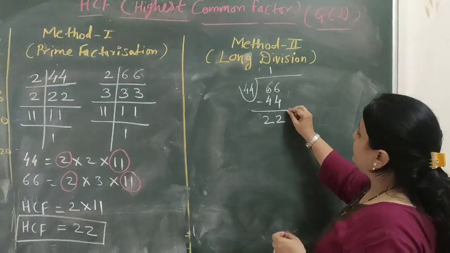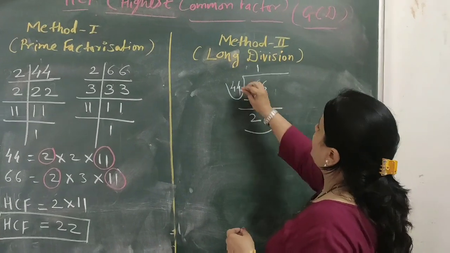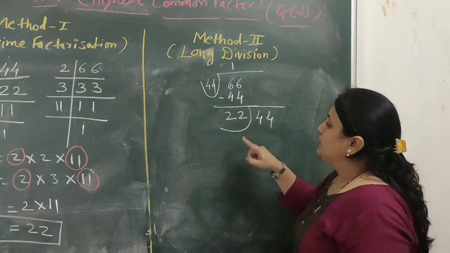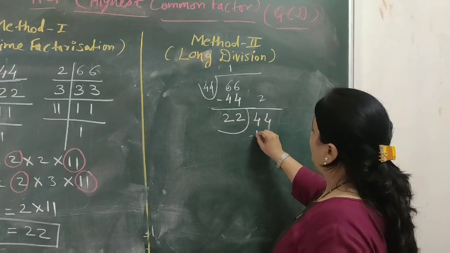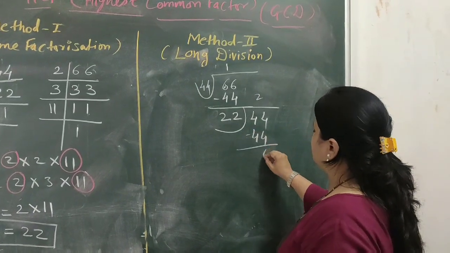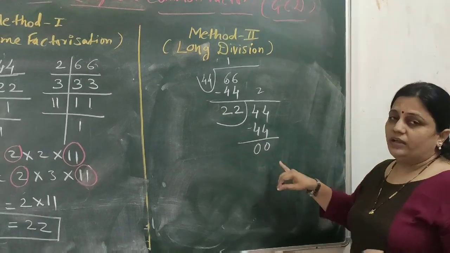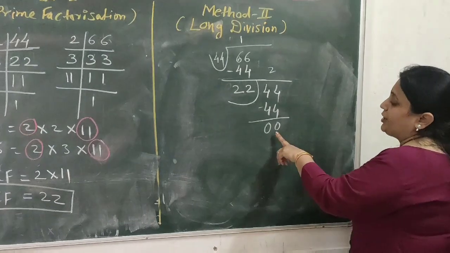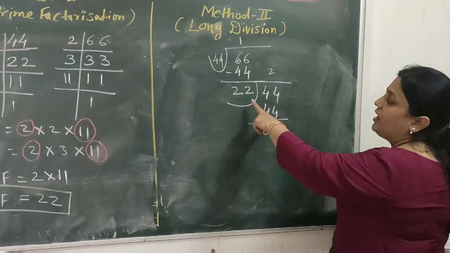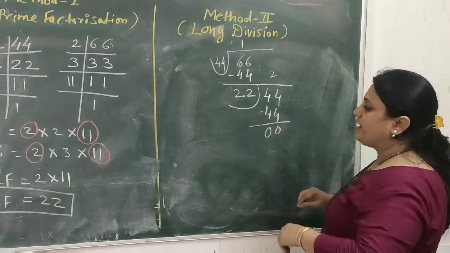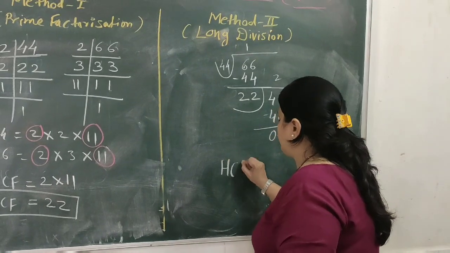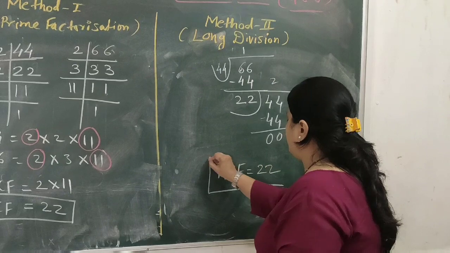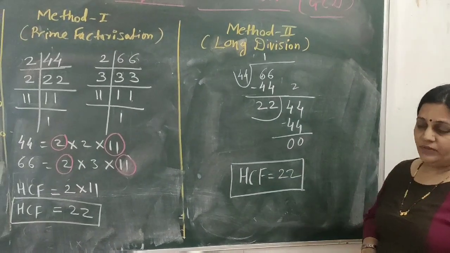So the remainder will become the new divisor and the old divisor will become the new dividend. So 22 2s are 44. So here the remainder is 0. Unless and until we get remainder 0, we should not stop our division. Now we got remainder 0, so we will stop here and our last divisor will be our SCF. So the last divisor is 22, so our SCF is 22.